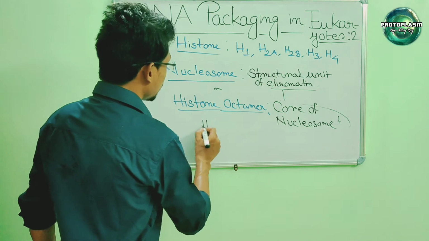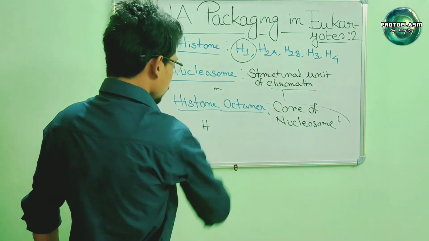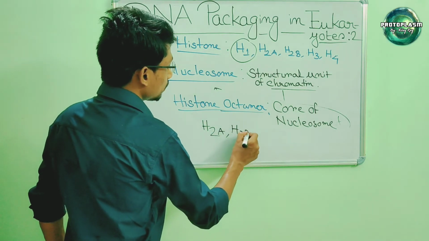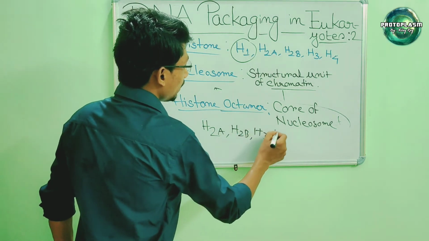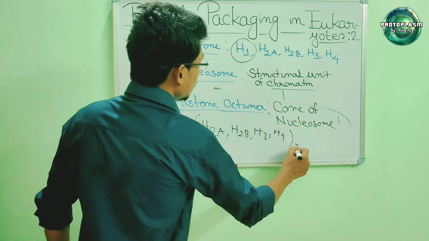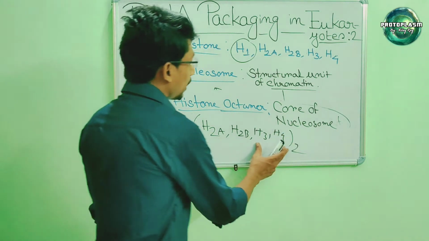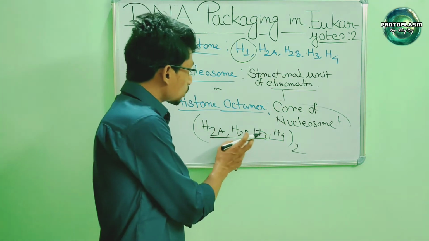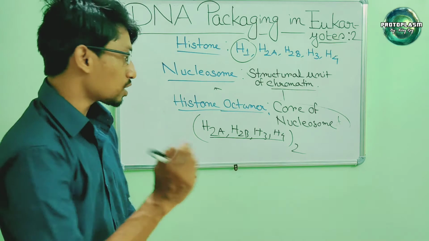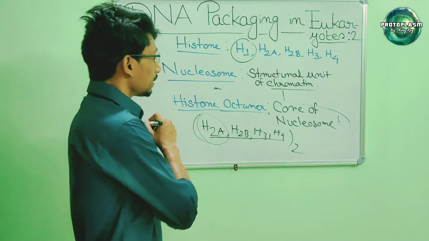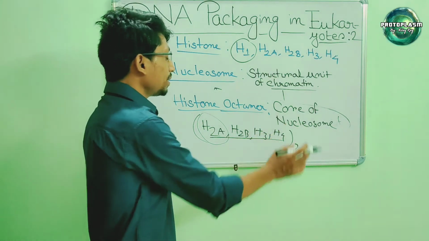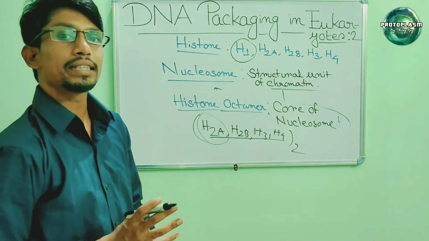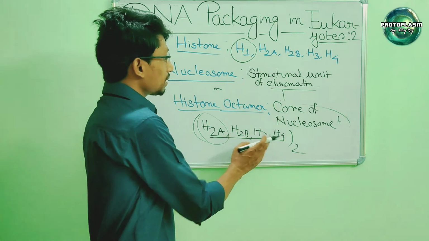And what are the subunits? Except H1, they are H2A, H2B, H3 and H4. These are all present in 2 molecules each, so the total is 8. That's why the core of the nucleosome is known as the histone octamer. And this is the same in all species. Okay, so remember this thing.